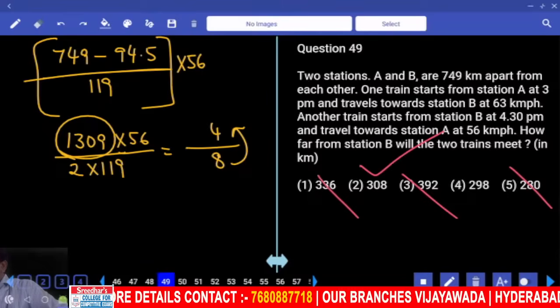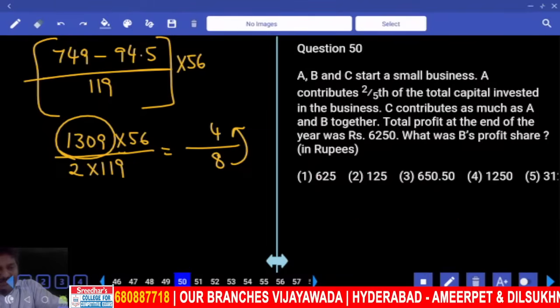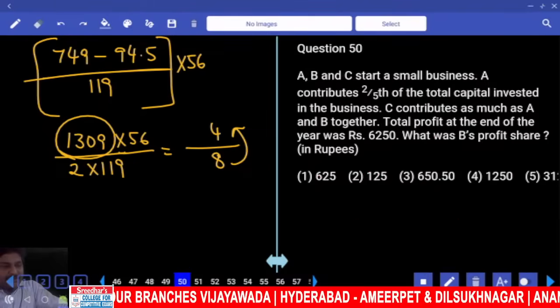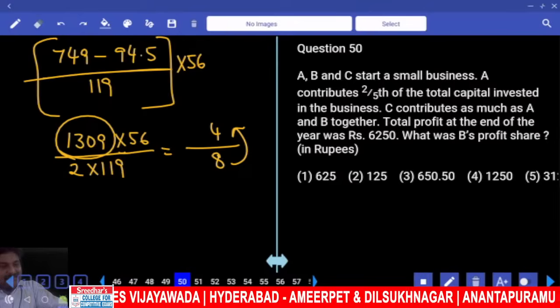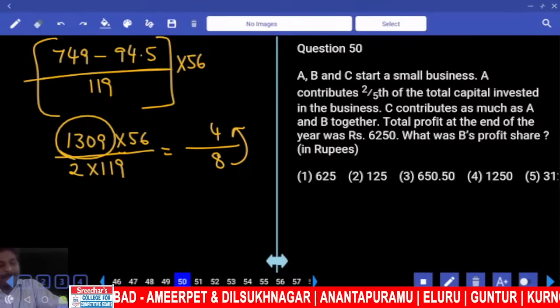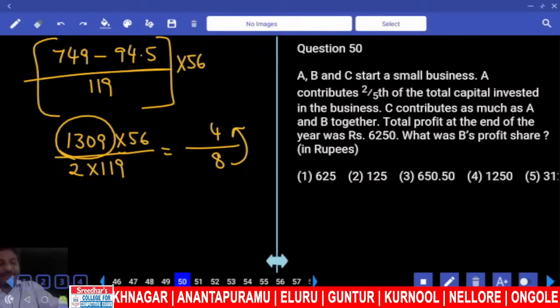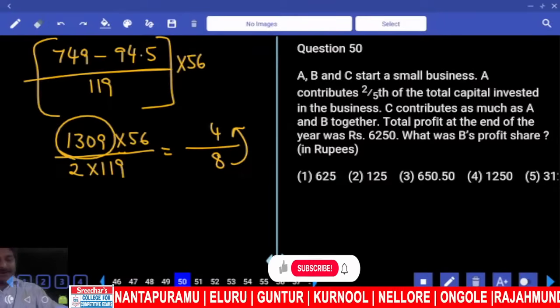Is it clear? A, B, C started a small business. A contributes 2/5 of the total capital invested. C contributes as much as A and B together. Total profit at the end of the year is 6250. What was B's profit share?